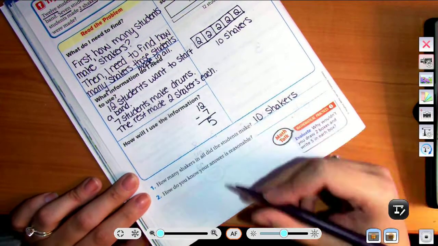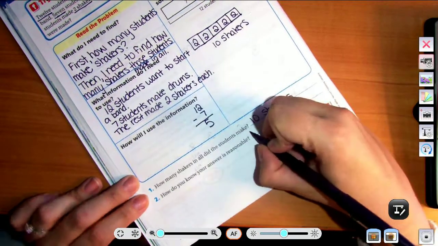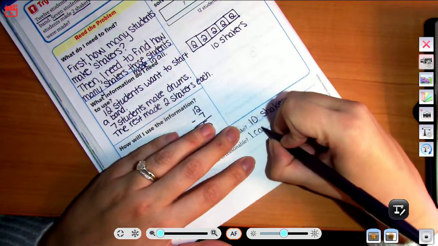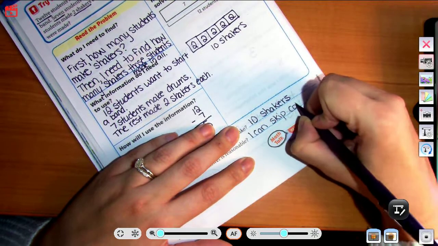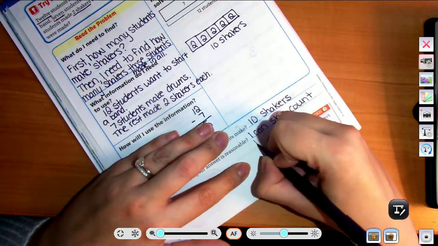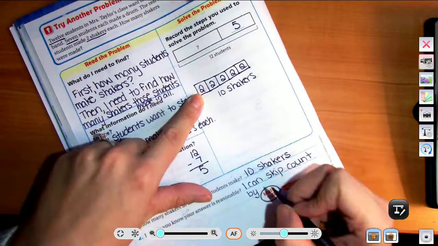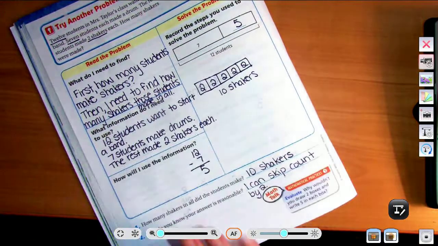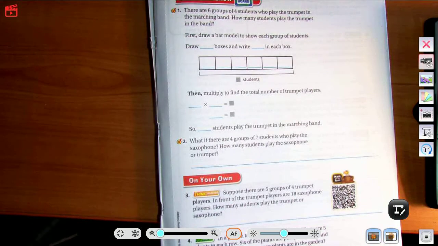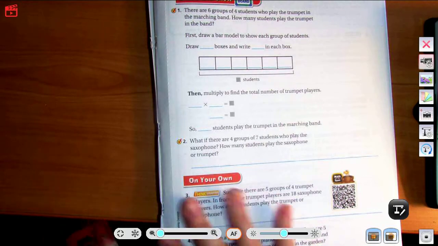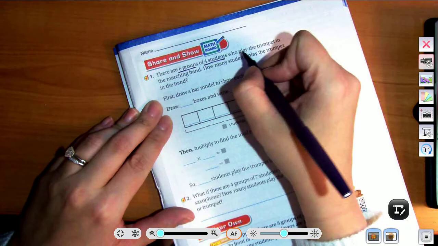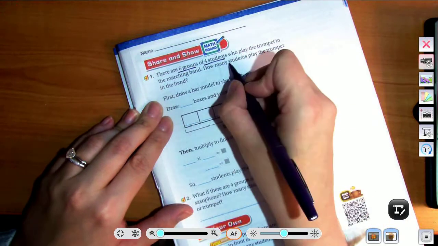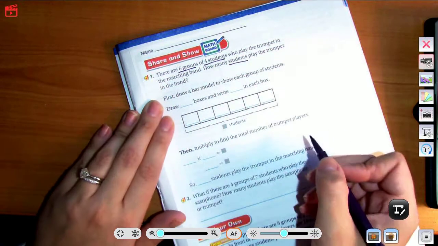Okay, how do you know that your answer is reasonable? I can skip count by, how many did we skip count by? 2. All right, continuing on. So there are 6 groups of 4 students who play the trumpet in the marching band. How many students play the trumpet in the band?